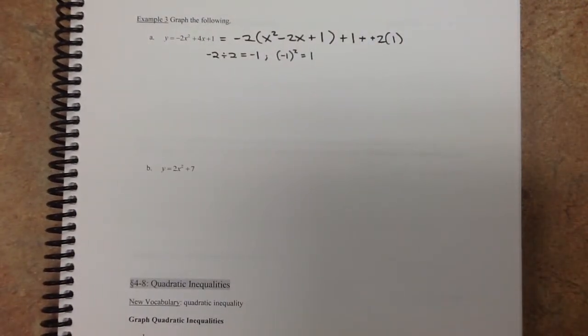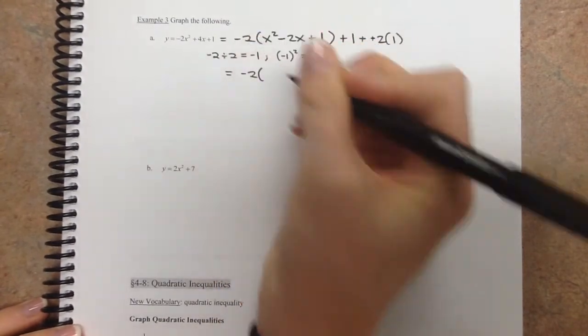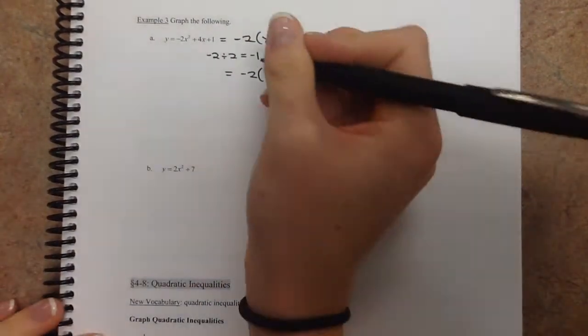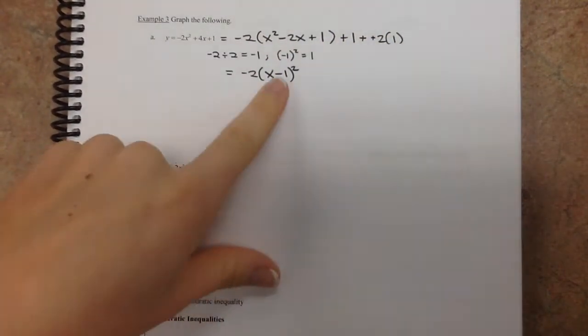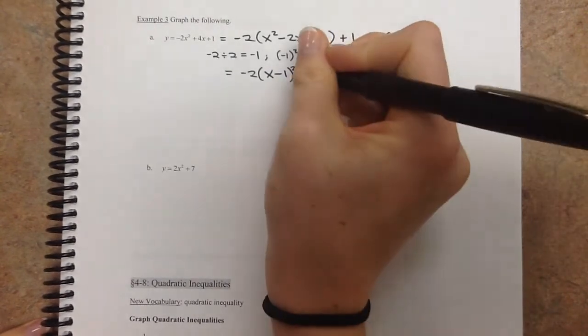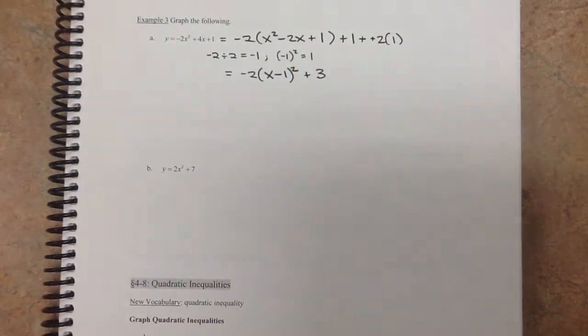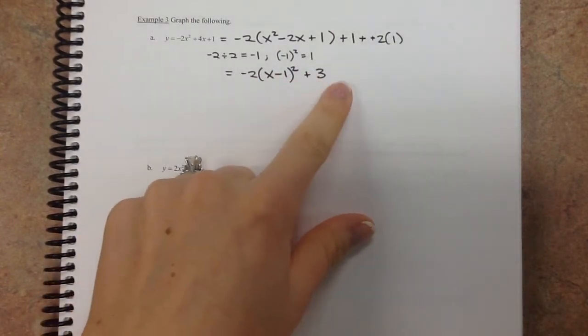So let's clean this up a little bit, see what we have. So this is -2. To finish off my completing the square step, I'm going to write this as a perfect square trinomial. This is like this. This number right here is always half of this number, and then I have +1 +2, so I'll have a +3 on the end. Okay, so let's make a note of everything that we've got going on in here.